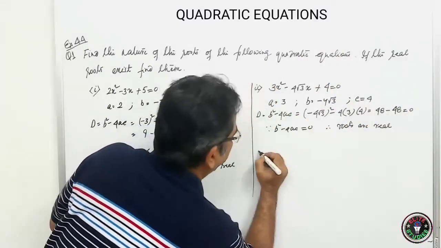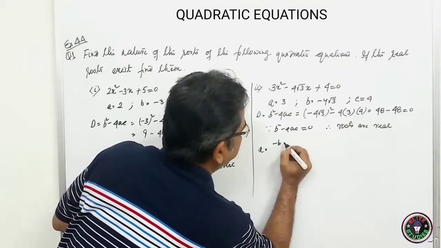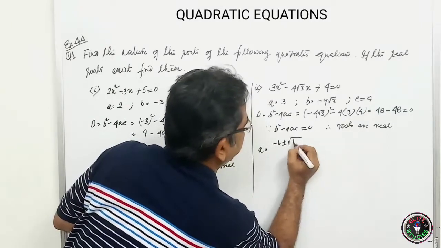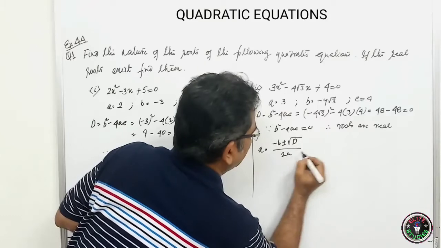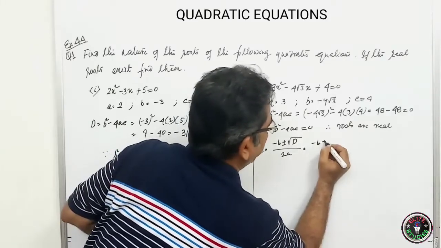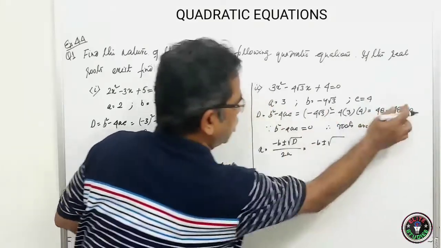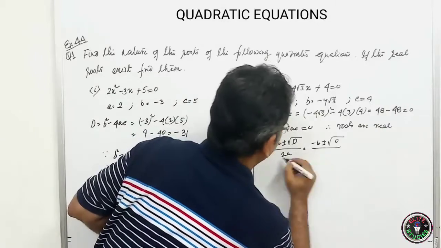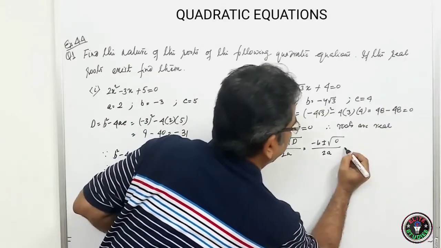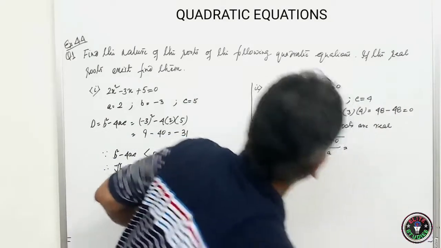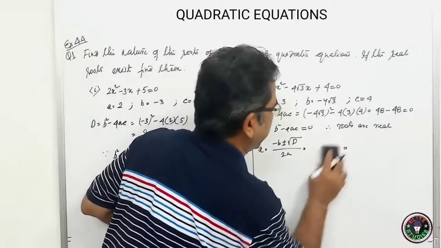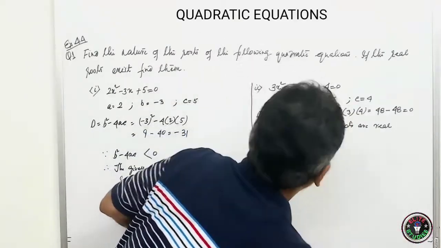Let us see, then x roots will be what? Minus b plus minus root over of d by 2a. That is minus b plus minus root d, and d is equal to 0, by 2a. You don't need to write it like this; put the values directly to save time.